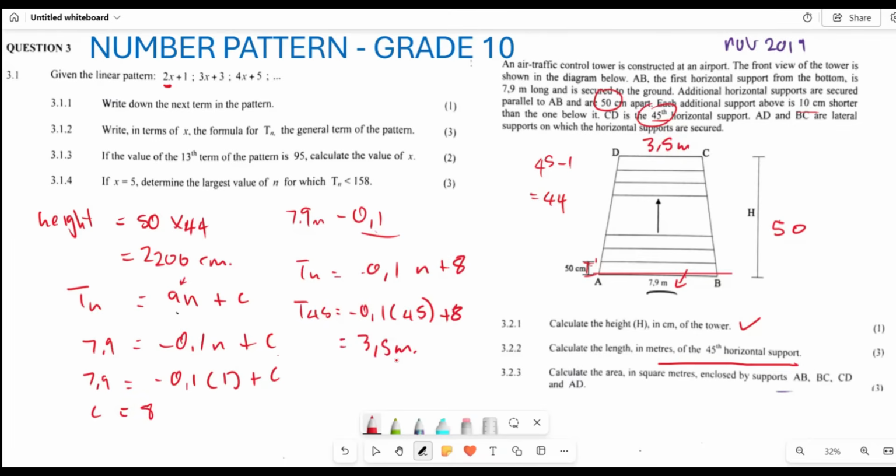Okay. Then now, let's look at the last question. What is the last question requiring us to do? Now, they want us to calculate the area, in square meters, of the enclosed support. Now, the shape that you're having here, can you see that this is a trapezium, right? This is a trapezium because here it's 3.5, here it's 7.9, right?